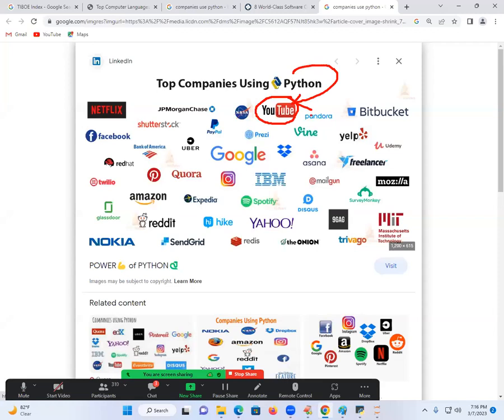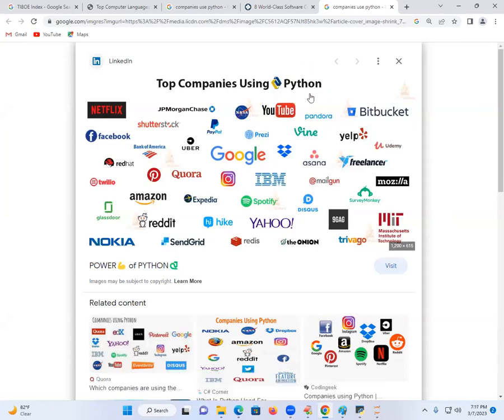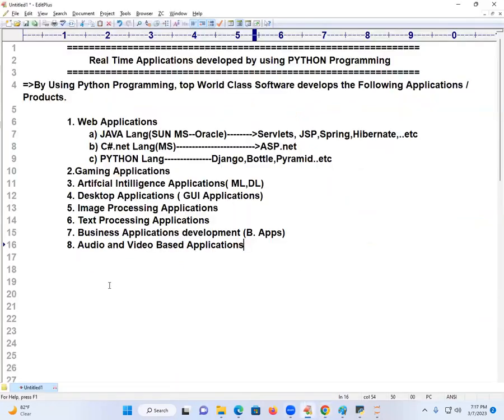The best quality audio, the best quality videos. Earlier when YouTube was available in the beginning, buffering was coming. Nowadays the picture quality and the picture playing is so fast compared to earlier. The beauty behind that is called Python. There are separate modules for audio and video based applications that Python language provides.